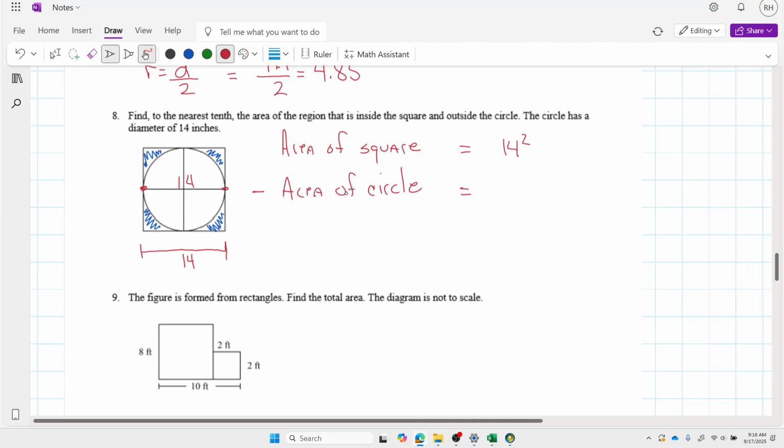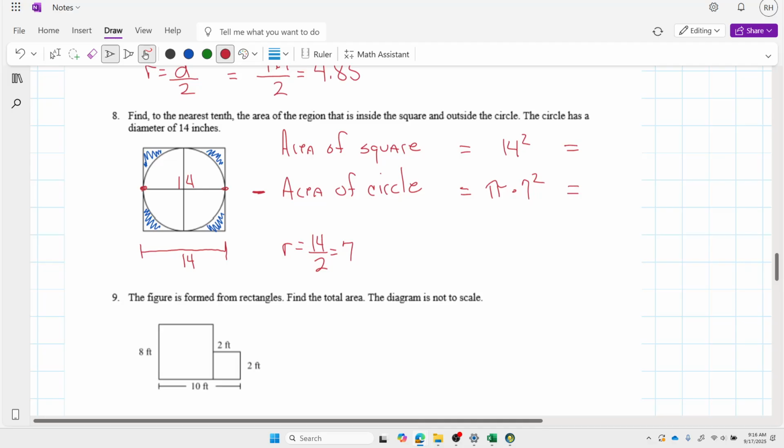And the area of the circle is equal to pi times the radius squared. Well, this dimension that's given is the diameter. So our radius is equal to 14 divided by 2, which is 7. So the area of our circle is equal to pi times 7 squared. And we're going to subtract those.